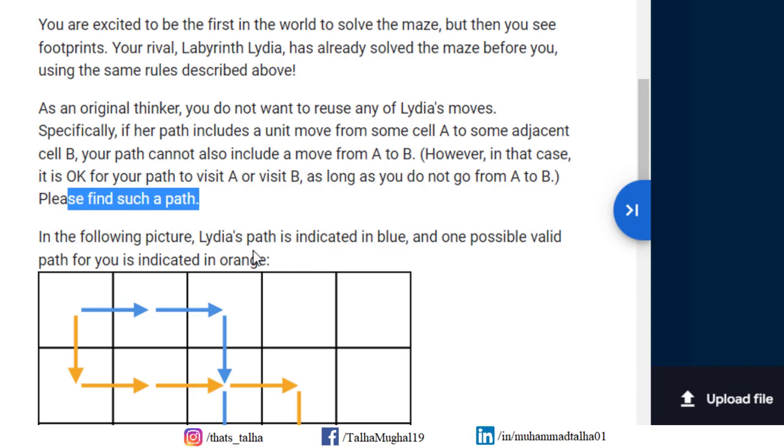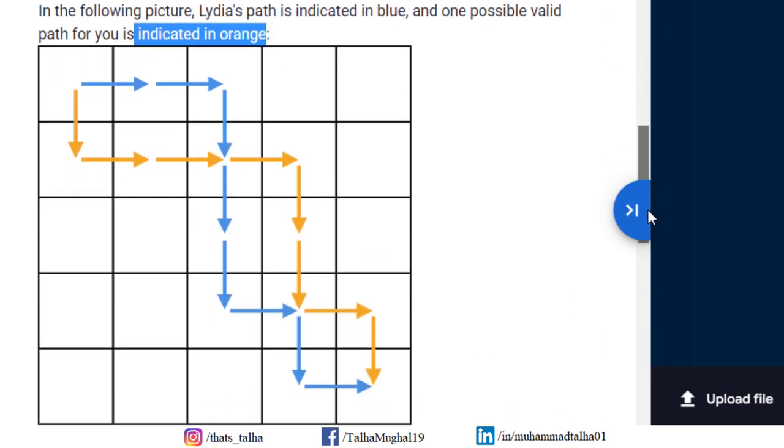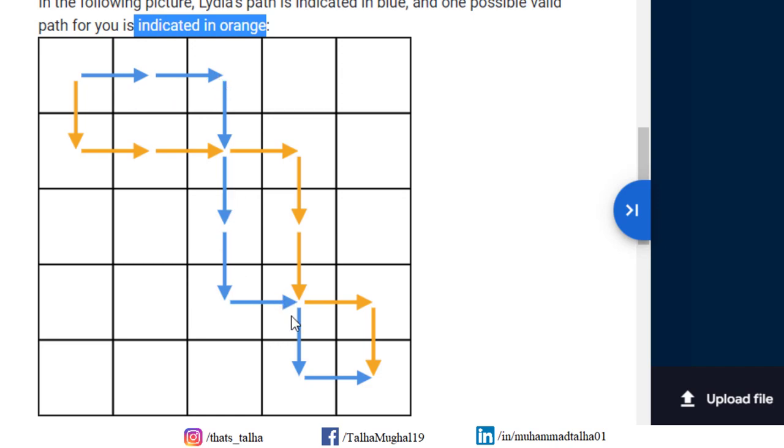In the following picture, Lydia's path is indicated in blue, so these blue arrows are actually Lydia's moves, and one possible valid path for you is indicated in orange. Okay, so we have to choose any other path that is different from this blue arrow path. So in the figure they have given us one of many possible paths that we can take to reach our destination, which in this case is southeast cell. But I mean, this is one possible way. We can have a lot of other possible ways as well. So we just have to return a path which will be different from this blue line right here.